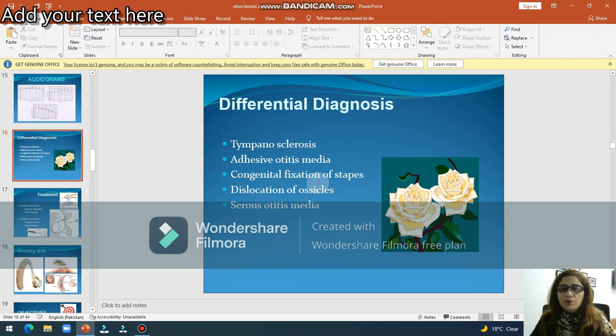In congenital fixation, all the findings will be the same, but the patient will present early, and there will be congenital hearing loss since birth. In dislocation of ossicles, tympanometry will show high compliance. In serous otitis media, a type B graph will be seen, and the otoscopic findings will also confirm serous otitis media.